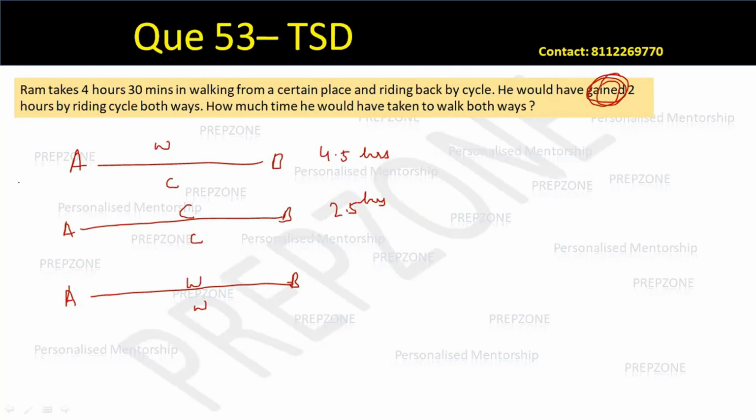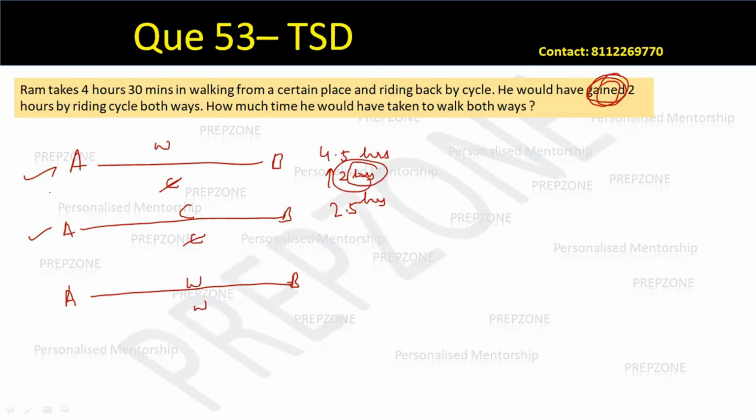So see, if I compare this situation and this situation, reverse तो cycle ही हो रहा है, right? Which means instead of walking, अगर वो cycle करता है, ठीक है, और maybe I can say कि instead of cycle, if he walks, he takes 2 hours extra, right? Instead of cycling, if he walks, he takes 2 hours extra.